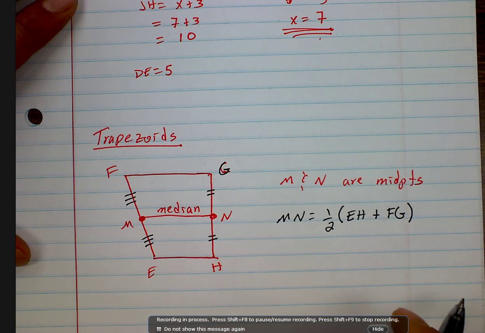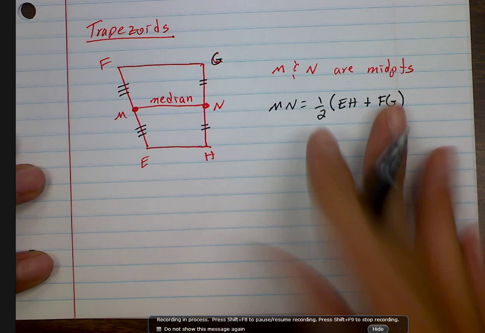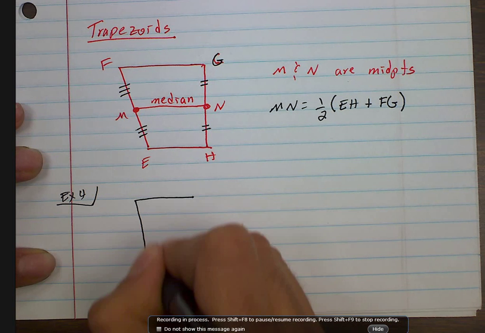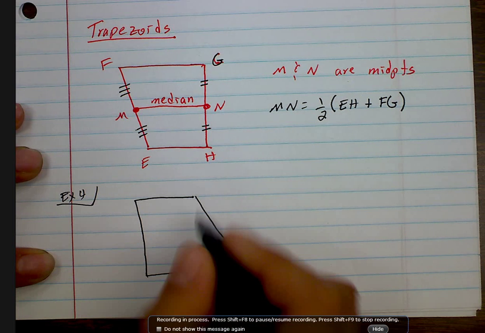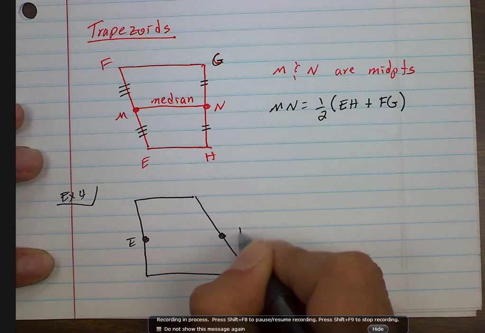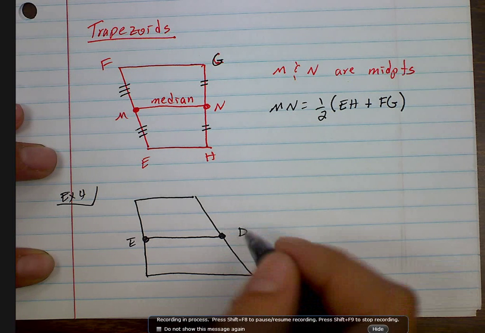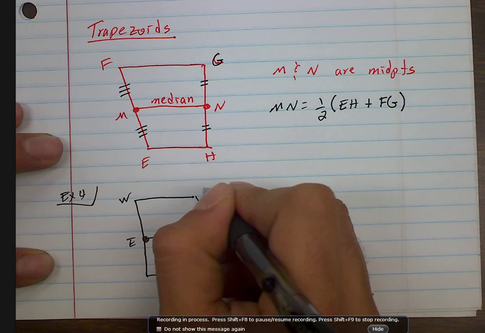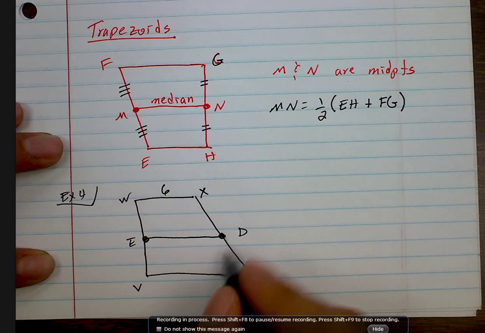Okay? So let's do a quick and easy example. It's example 4. So let's say I have this trapezoid. We don't know if it's right because it's not marked, but I know that's the midpoint of that side, and that's the midpoint of that side, and we're going to call that ED. So there's your median. And this one is W, X, V, and Y. Now I know this one is 6, this one is 18.